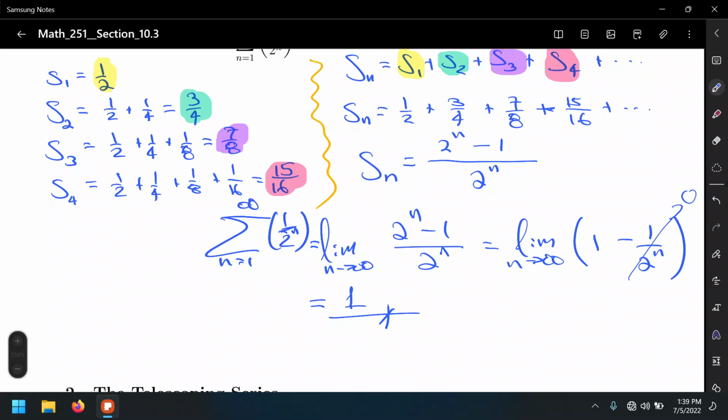So again, this small example is relatively easy to compute, but other kinds of series, like alternating series, p-series, and other series, unfortunately, this task of coming up with an S sub n is not easy.